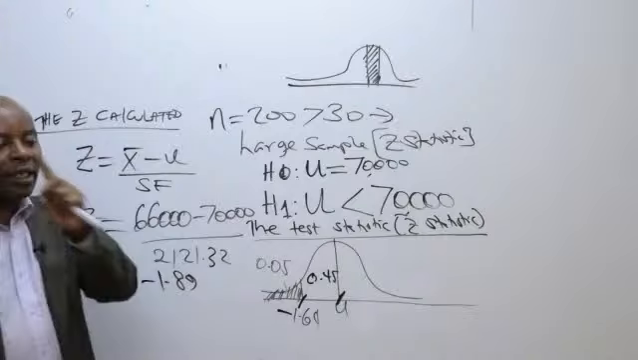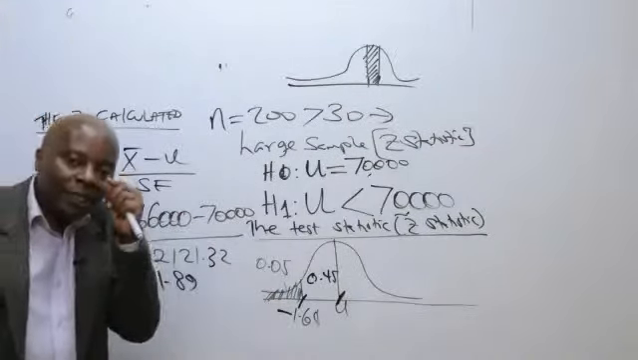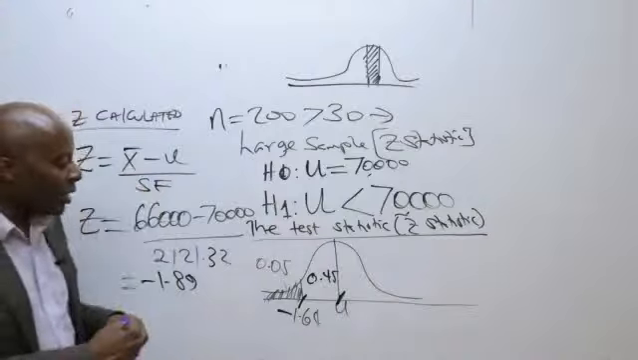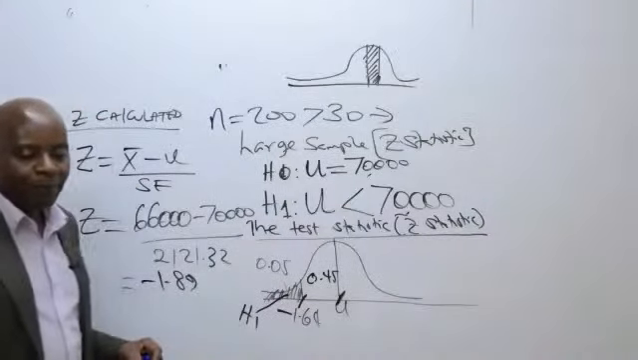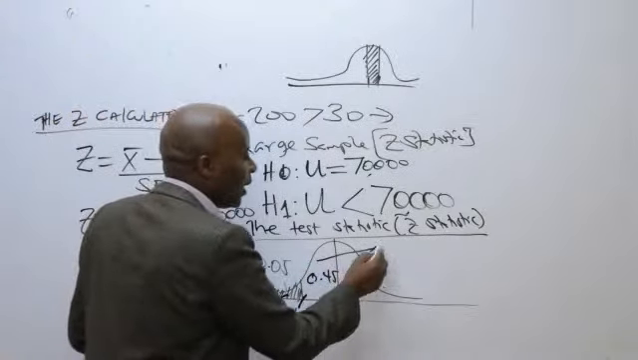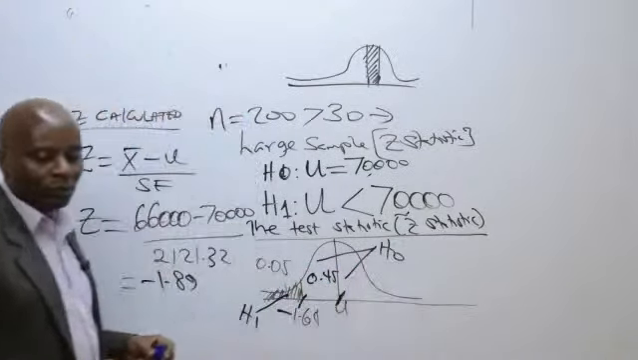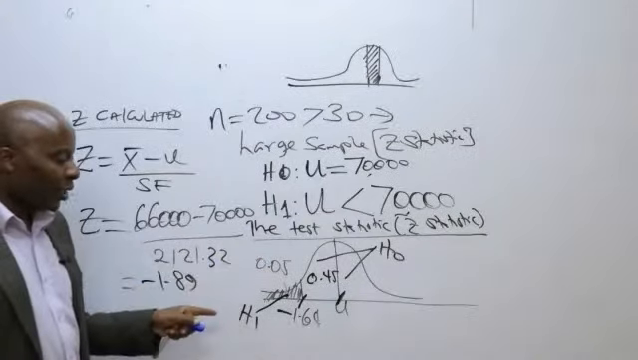There is one thing that I forgot to tell you. Once you have these shadings, remember that the shaded area is an area of H1. This shaded area is an area of H1. And then the unshaded area, all these two areas are areas of who? Of H0. Unshaded area is H0, and the shaded area is H1.